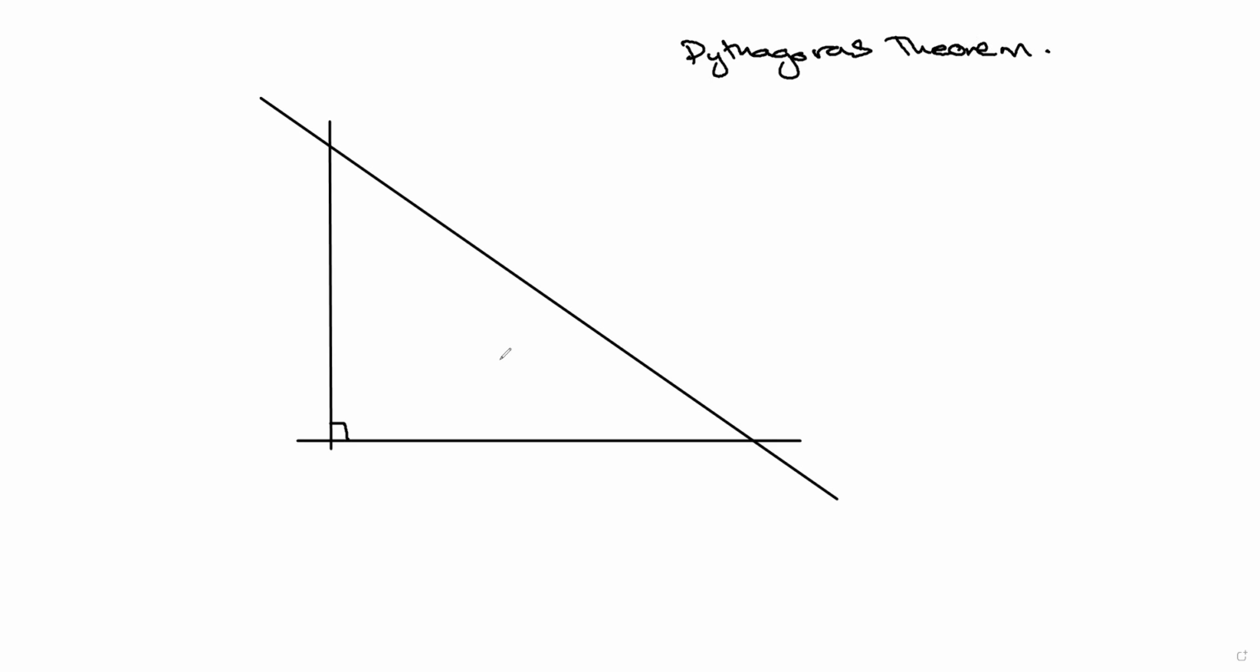Pythagoras theorem, what we have is two adjacent sides to the 90-degree triangle. And let's say I call this side 1 and I call this side 2. We call the side that's opposite the 90 degrees the hypotenuse.